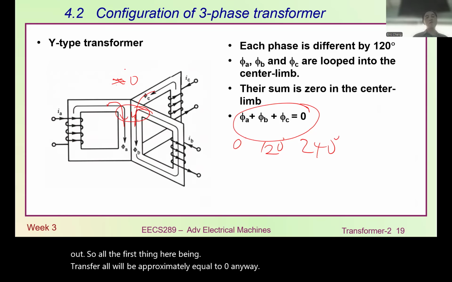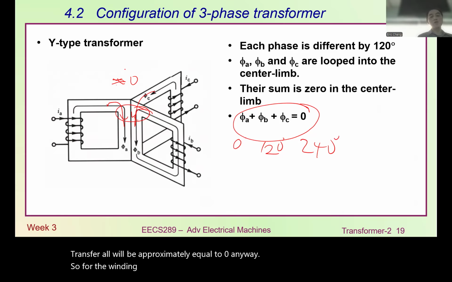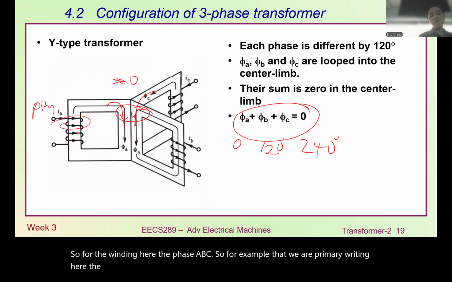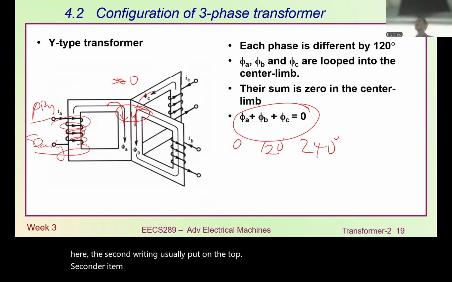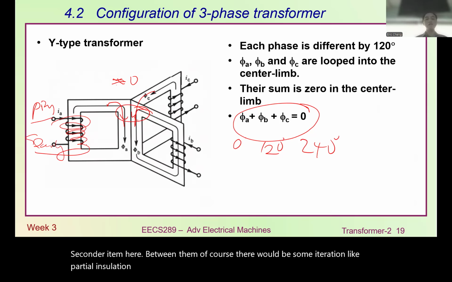So for the winding here, the phases A, B, C. For example, we have the primary winding here. The secondary winding is usually put on top. Secondary winding here. Between them, of course, there will be some insulation, like passive insulation, to protect from any punch-through between the two voltages.